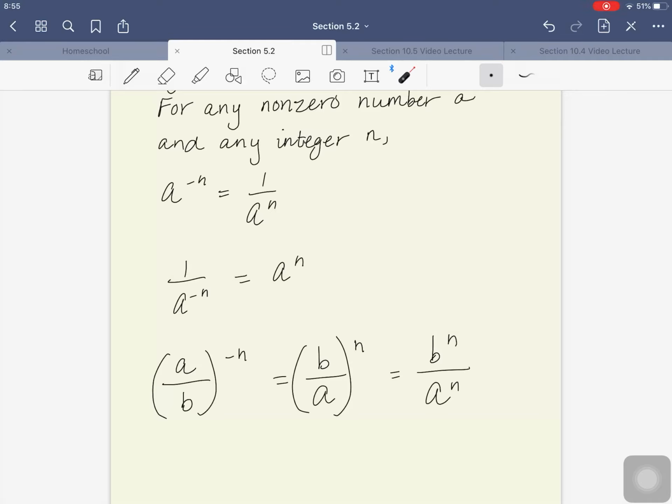And then if you have a whole fraction raised to a negative exponent, you flip that fraction and raise it to the positive n power, and then of course that n would apply to the numerator and the denominator. So we get b to the n over a to the n.